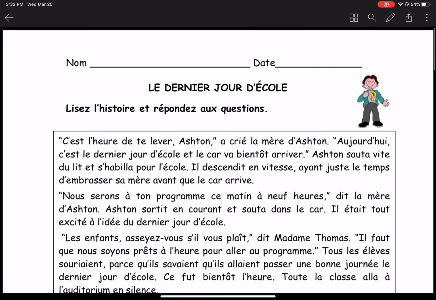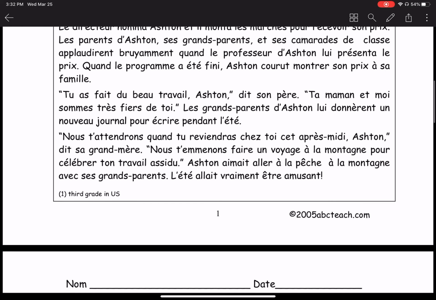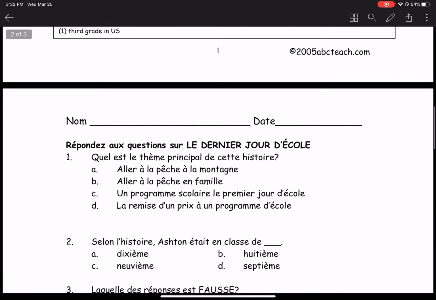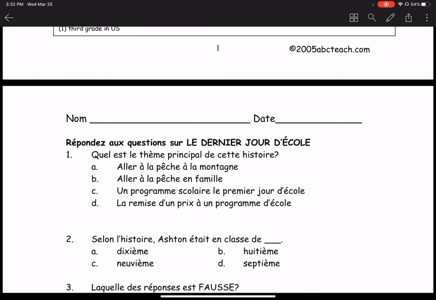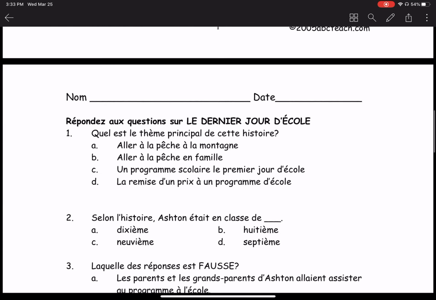This is a reading comprehension piece, Le Dernier Jour d'école, the last day of school. Lisez l'histoire. Use whatever it is that you want to use. I can't really monitor what you use now to translate. Understand it to the best of your ability. You don't have to understand word by word, guys. Try to understand the context, and then move on to the questions.